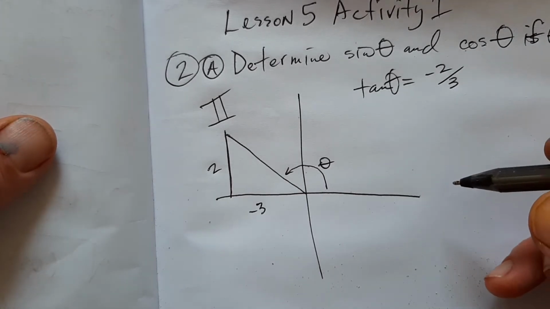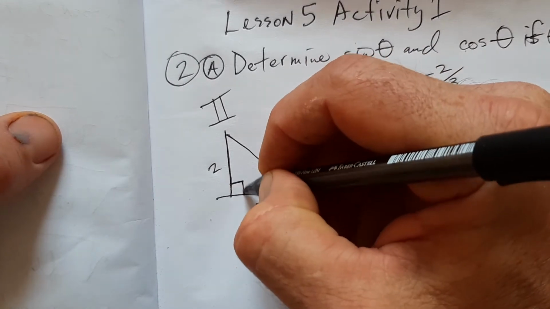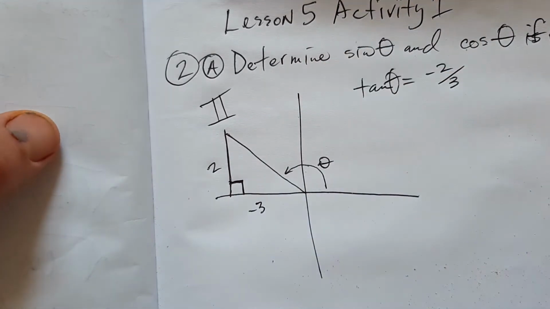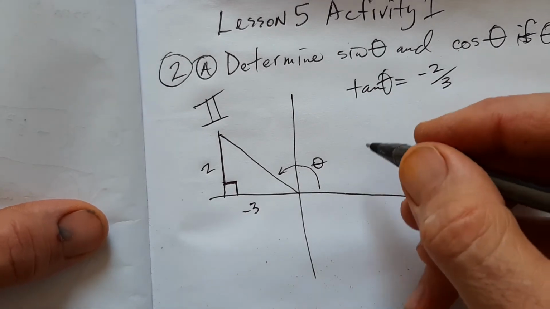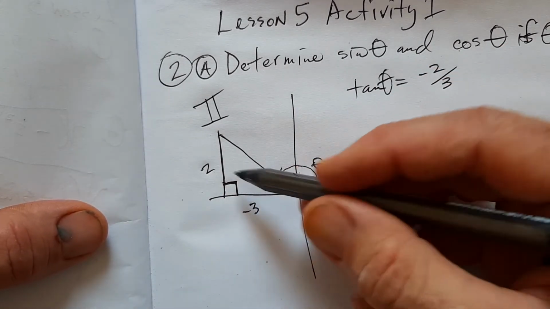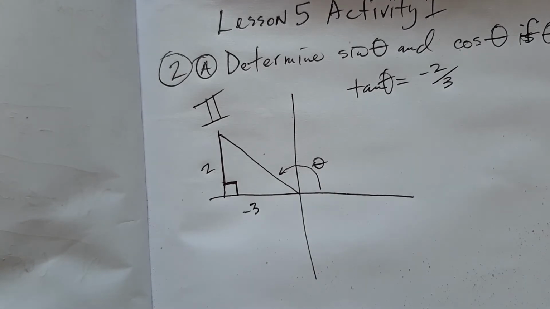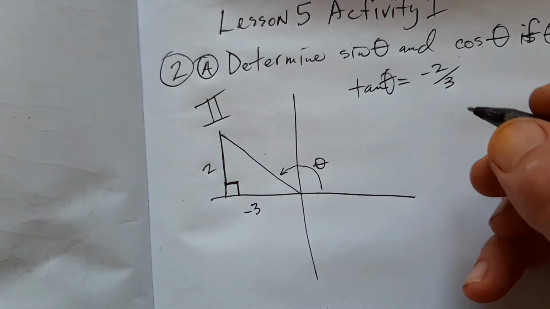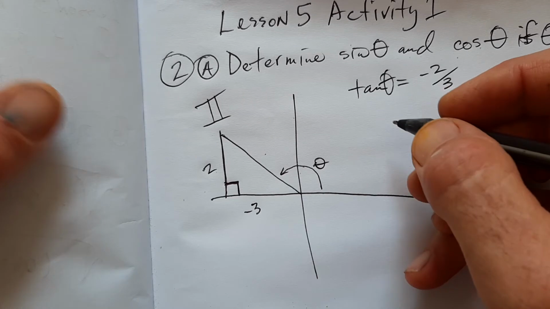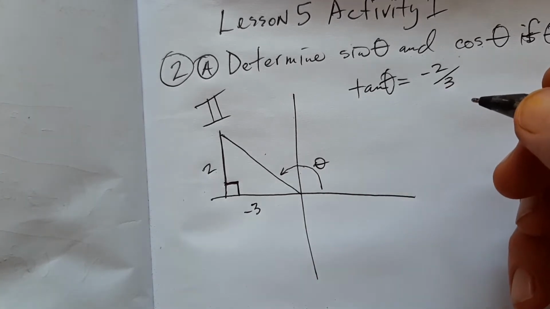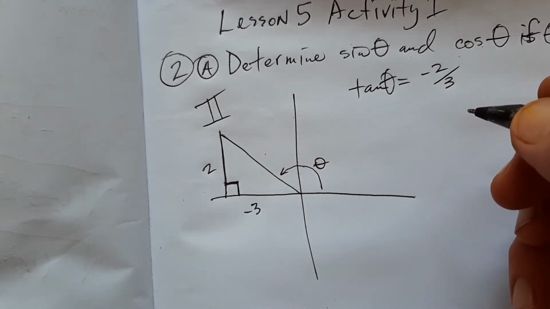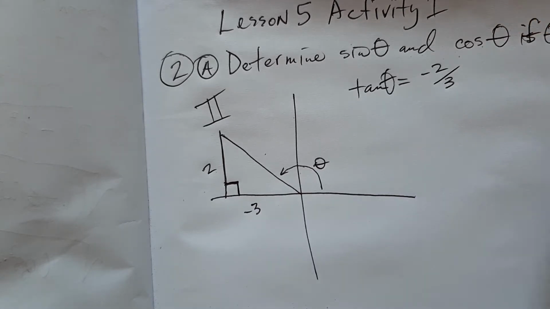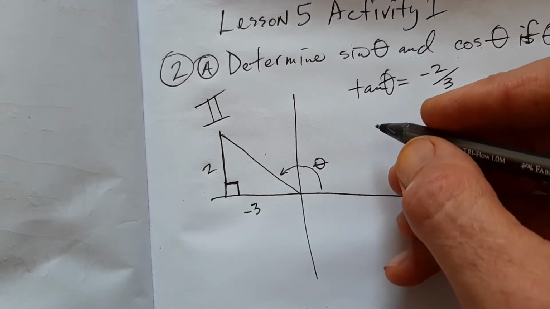But how can we get sine and cosine here? It's pretty darn simple. I've got both legs. I need to find the hypotenuse. What do I use for that? It is actually the most famous and possibly the most useful theorem in all of mathematics. If your teacher ever asks you what's the most famous theorem in all of mathematics, a theorem is a conjecture that's been proved, something we use. It's the Pythagorean theorem.